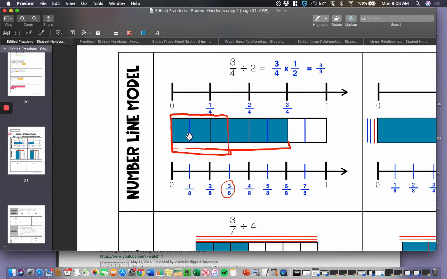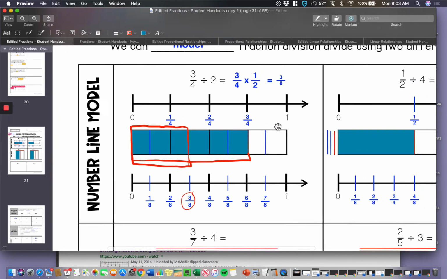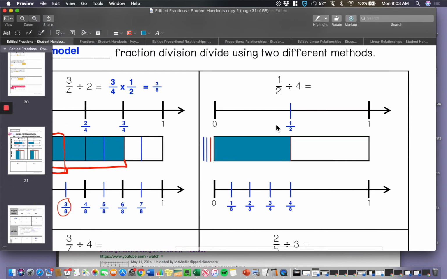So I have 2 parts here on my first section, 2 parts here on my second section, and 2 parts here on my third section. And then inside of my shaded section, I can break that into 2. And when I break that into 2, I can follow my lines down and find what half of 3/4 is. Remember, "of" is a term that we can use for multiplication. So I'm going to slide on over to my next example.